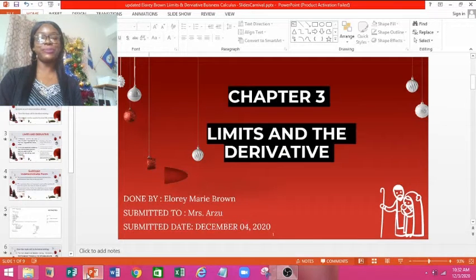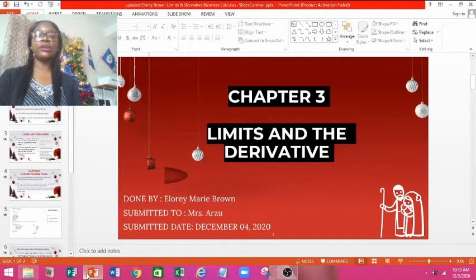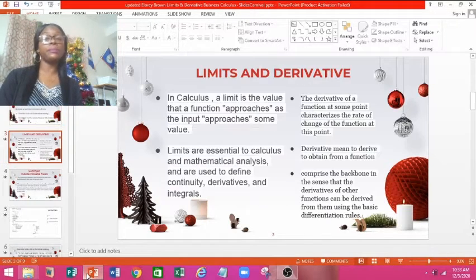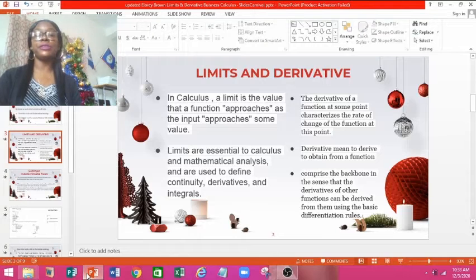I am Elorey Brown. I am presenting on Chapter 3, the limits and the derivative. Objective: explanation of the topic, subtopic, impact on analysis as well as interpretation of data, how the topic aids in decision making, how the topic can be applied to real life problems. The limits and the derivative.